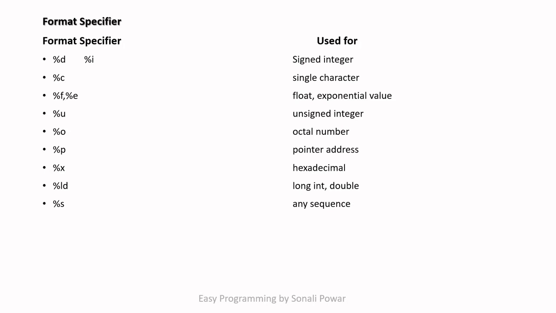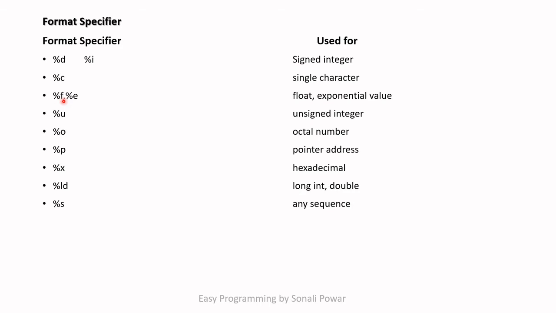Next, we will see the format specifiers which are used with the printf and scanf functions. Each format specifier is used with a specific data type. For example, %d or %i is used with signed integer. %c is used for a single character. Suppose I want to display a single character onto the screen, that time I will use %c as a format specifier. In the same way, suppose I want to read a single character from the user, that time also I will use %c in the scanf function.